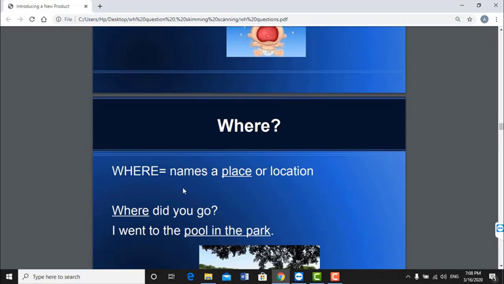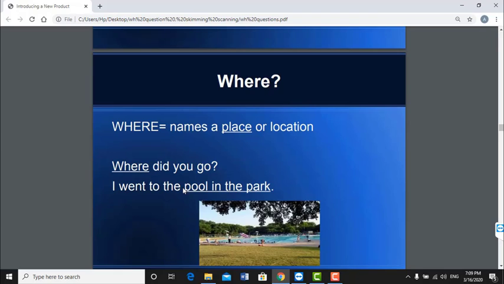Now the third question word is where. Where names a place or location. Where do you go? Where did you go? I went to the pool in the park.